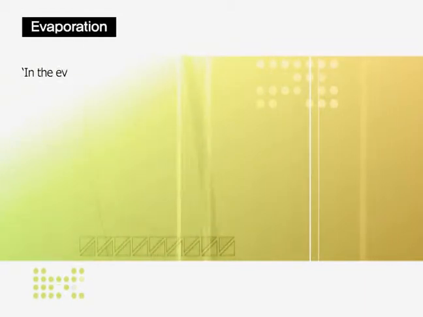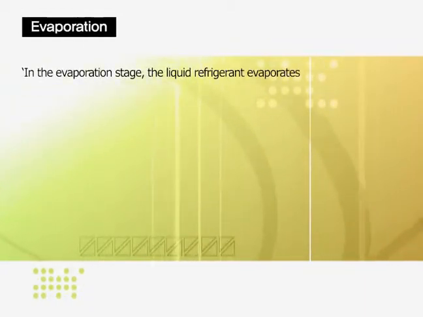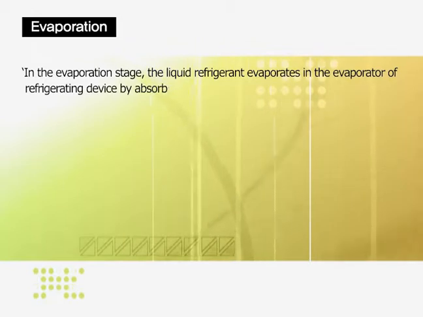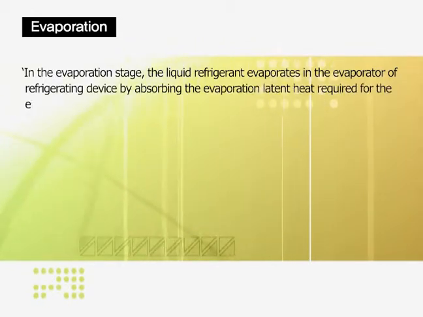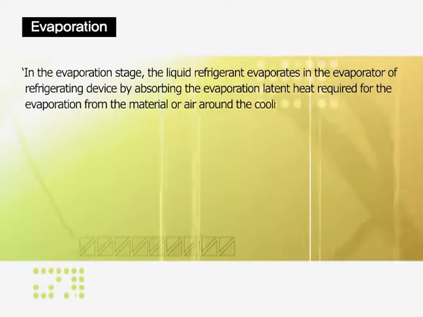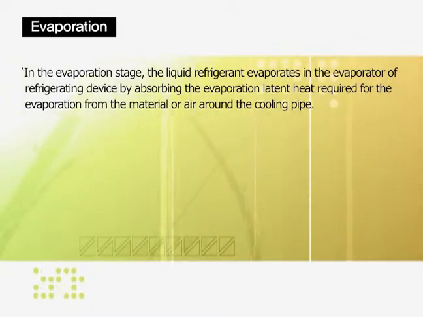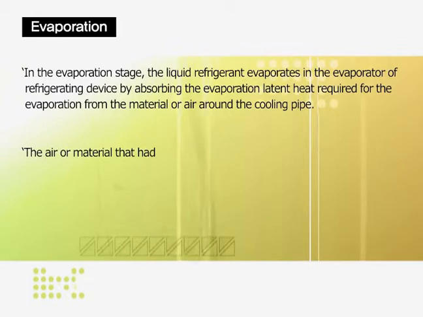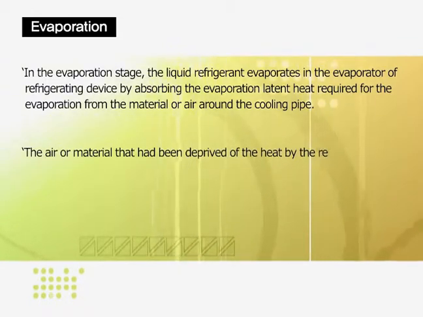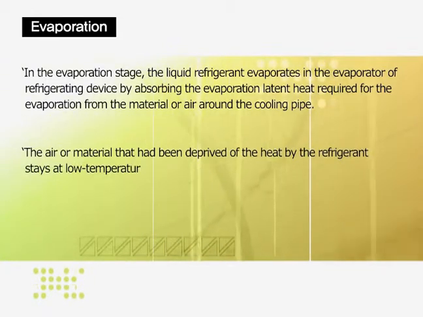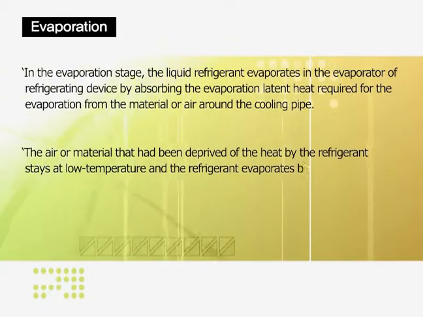In the evaporation stage, the liquid refrigerant evaporates in the evaporator of the refrigerating device by absorbing the evaporation latent heat required for the evaporation from the material or air around the cooling pipe. The air or material that had been deprived of the heat by the refrigerant stays at low temperature, and the refrigerant evaporates by taking heat from the surrounding.